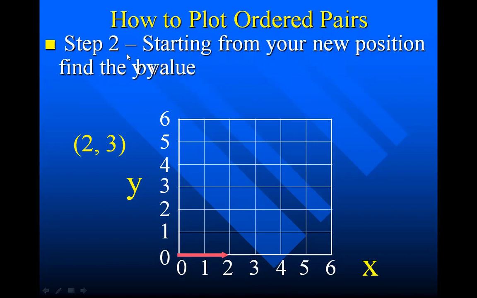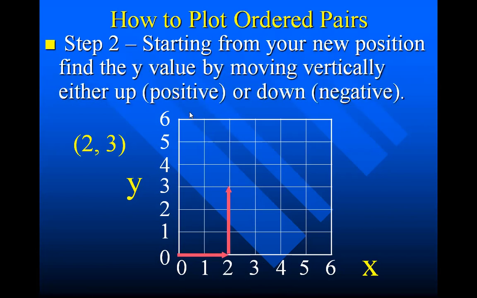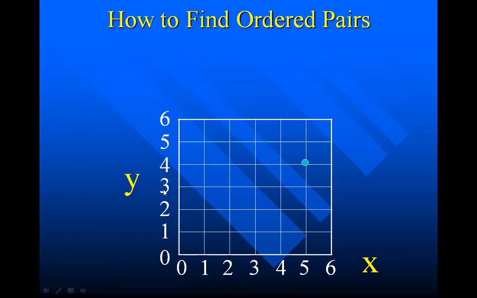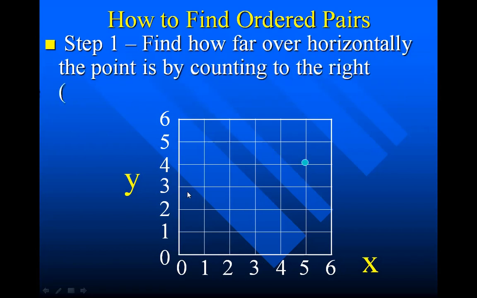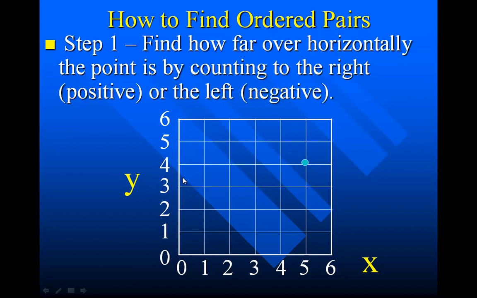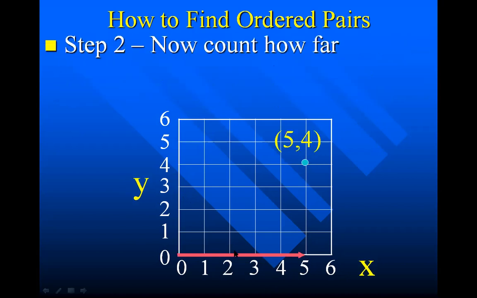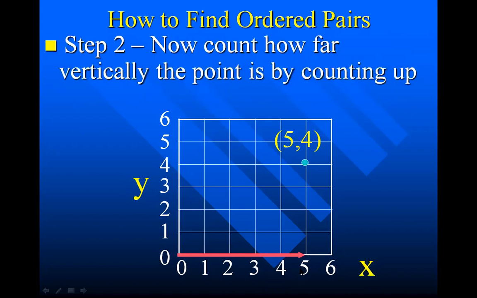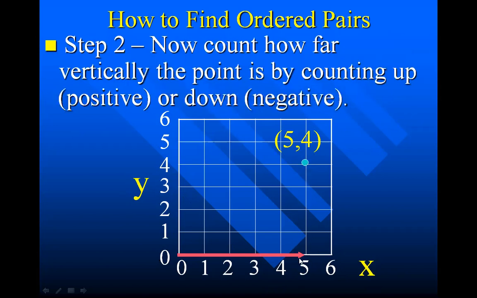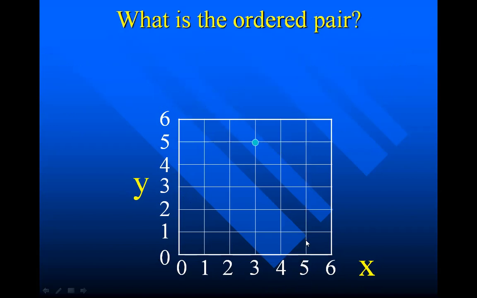Here is the explanation of how to plot or put the point at 2 and 3 like this. Someone may say, can I start from y? You can't start from y, because it's a coordinate grid. Here is 5 and 4, how to know it? 5 on the x-axis, and up to 4, like this.